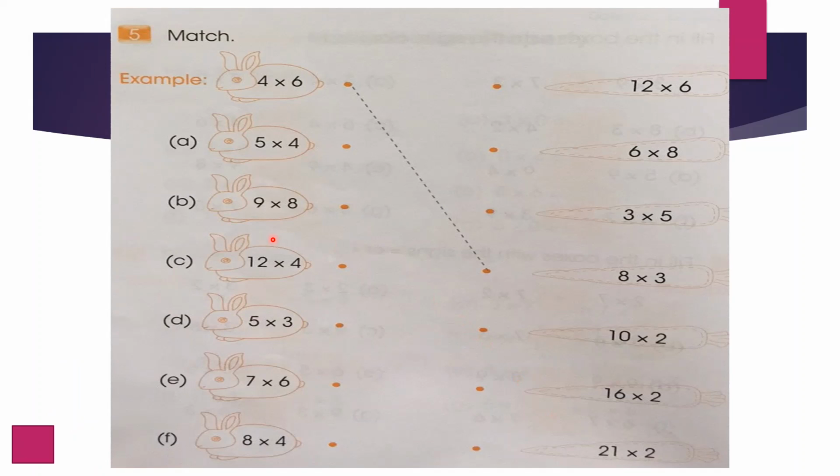Okay, we have here exercise 5, match. So we have the example. So 4 times 6 equals 24, isn't it? So we match the same answer. So 8 times 3 is 24. 8 times 3, 24. 4 times 6 is 24. So we can match this one. So students, from A to F, I want you to find the answer by matching them. Solve it one by one. Okay, that's all for today.